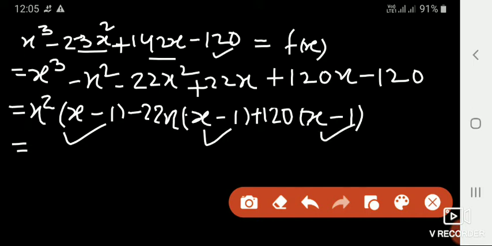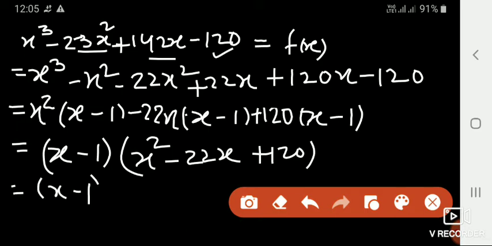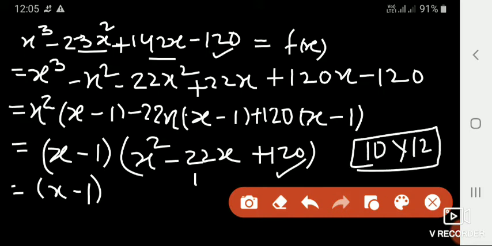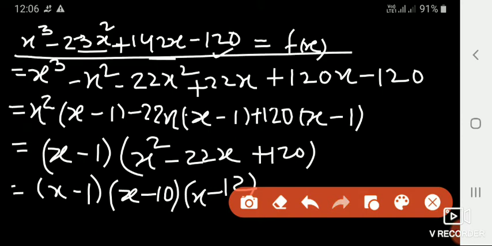Now take x minus 1 as a common from all the three terms. You will get x square minus 22x plus 120. After that, students, you know how to factorize the quadratic polynomial by splitting the middle term. You may do it easily. 120 is obtained when 10 and 12 are multiplied, and when we add them, you will get 22. So it is very easy to factorize. You have already studied it. So I am going to write directly x minus 10 and x minus 12. So these two are the factors of this quadratic polynomial, and hence this polynomial is factorized.